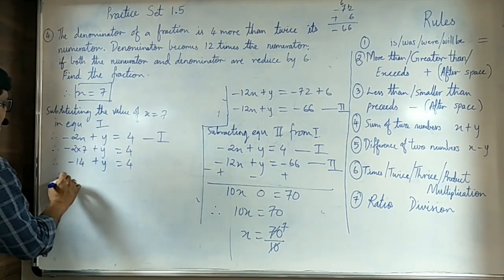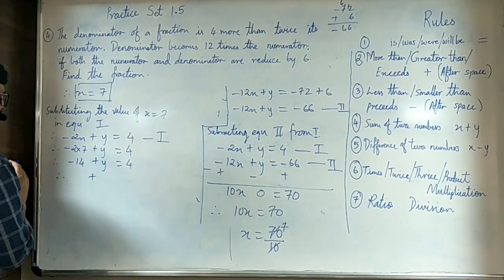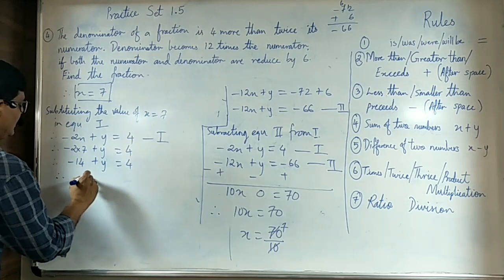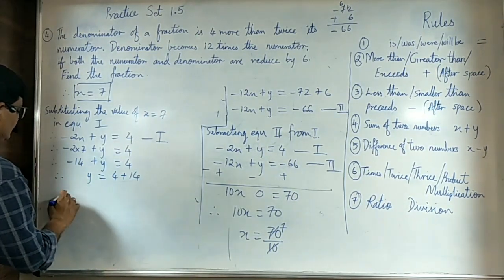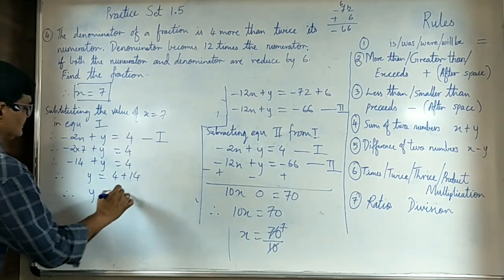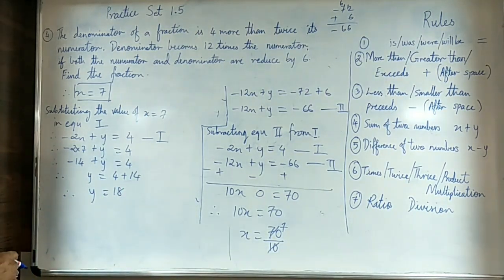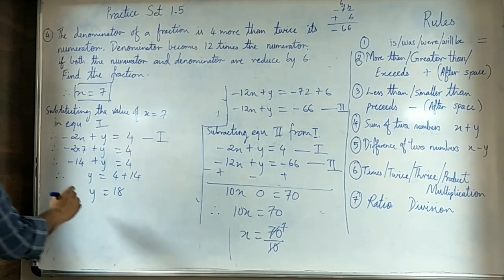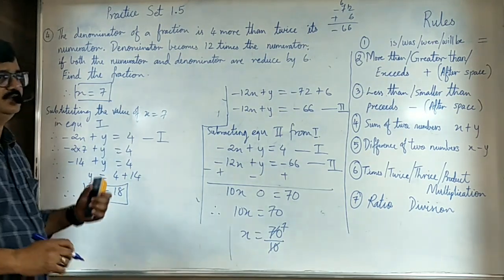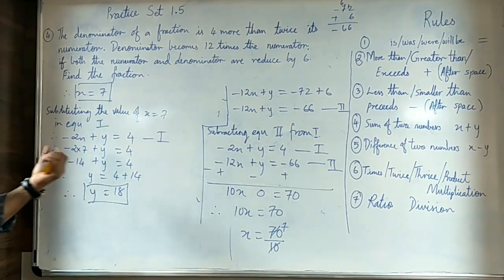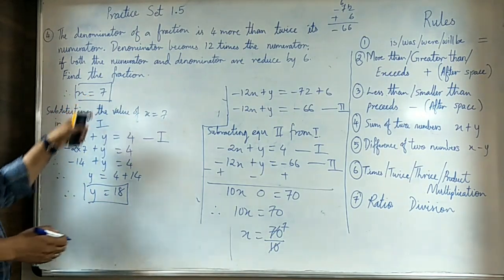Minus 14 will go to that side. You will have plus y is equal to 4 plus 14, and therefore you will get y is equal to 18. So I got the value of x, I got the value of y. That means I got the numerator, I got the denominator, and therefore the fraction will be 7 upon 18.